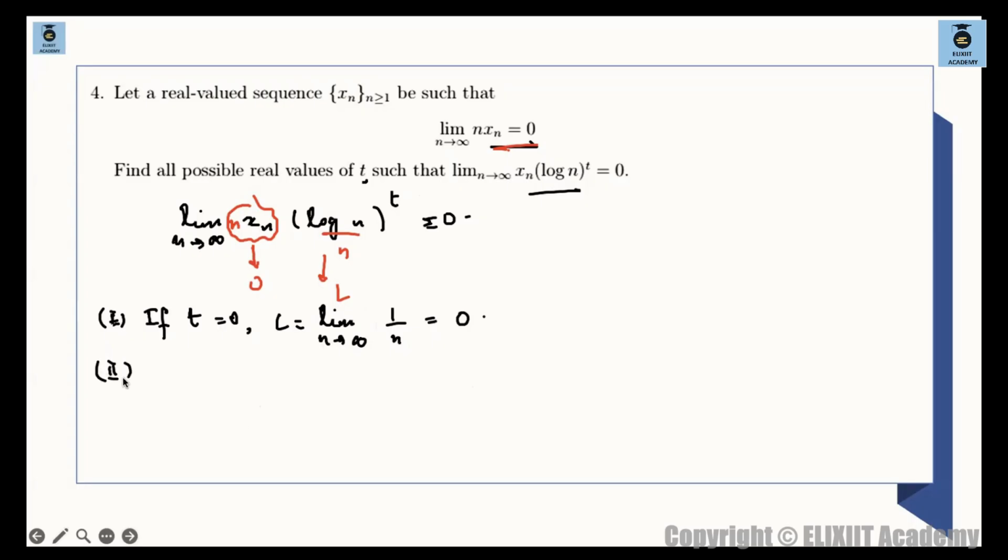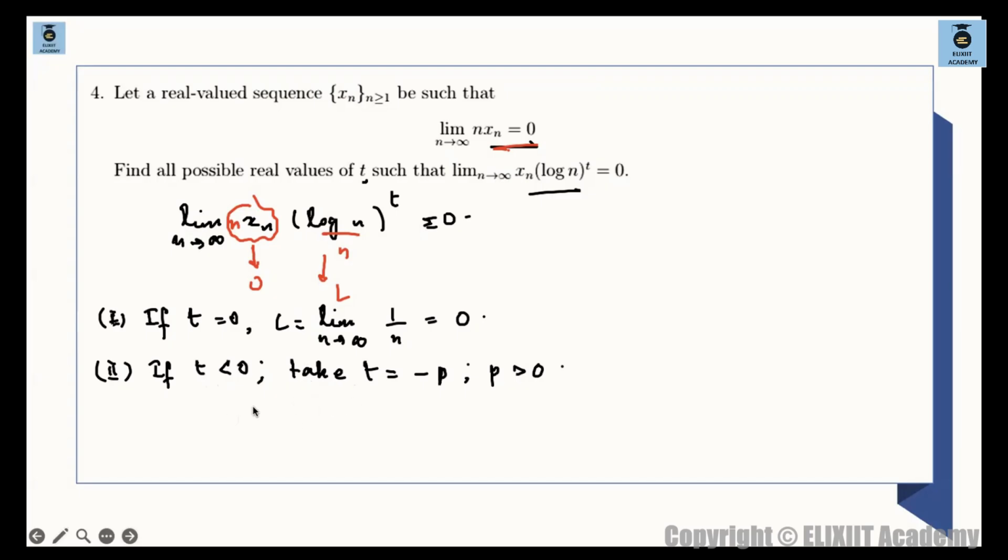Now t can be negative or t can be positive. I'm showing you the case of negative first. If t is negative, what happens? Limit n tends to infinity. You write this in a more decent way. If t is negative, take t is equal to minus p, where p is positive.